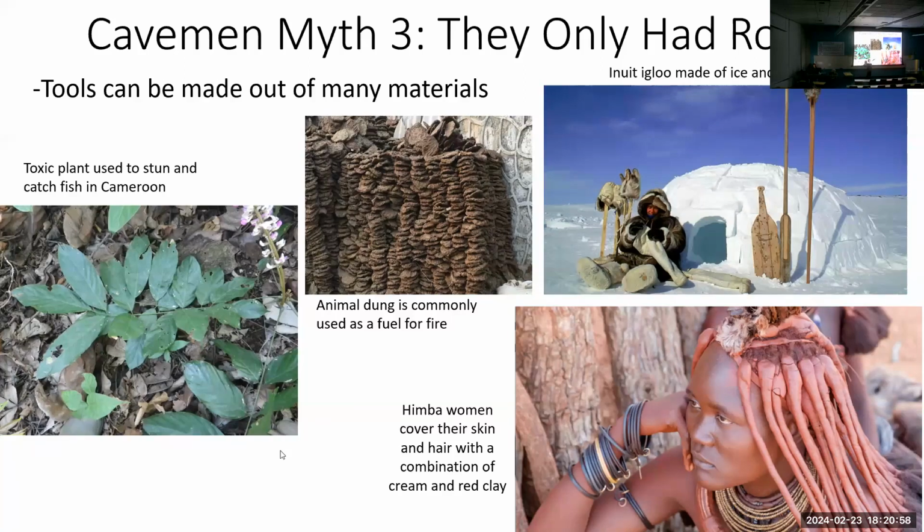And like I mentioned before, the Inuit build their house out of ice and snow. This is a Fulani woman, and traditionally they cover their skin and their hair with a combination of cream and clay. So they get cream from their domesticated animals, and they combine it with clay in that spot to protect their skin and hair from damage.